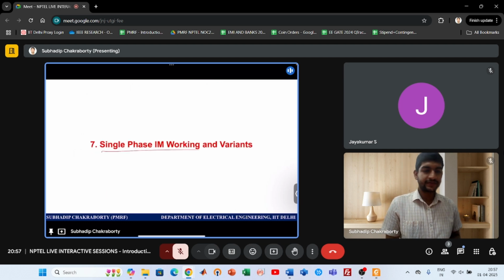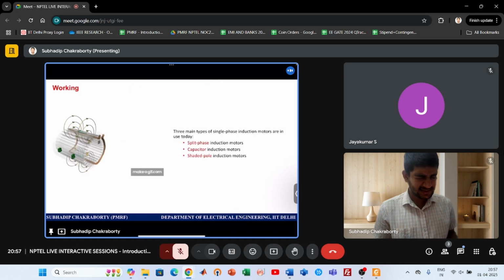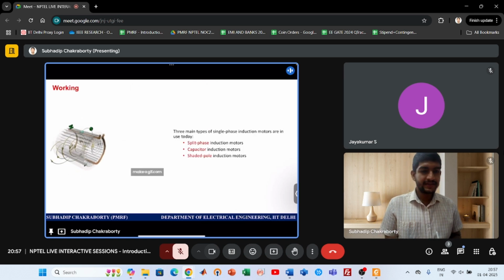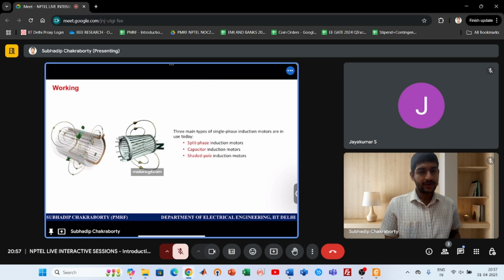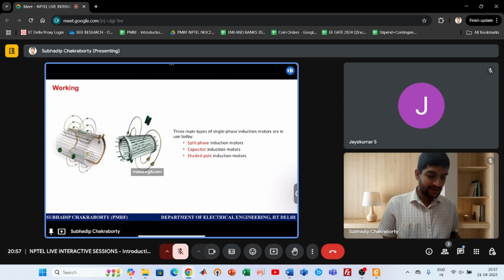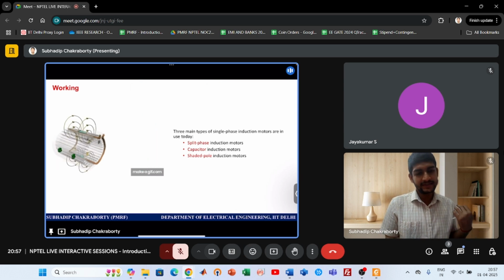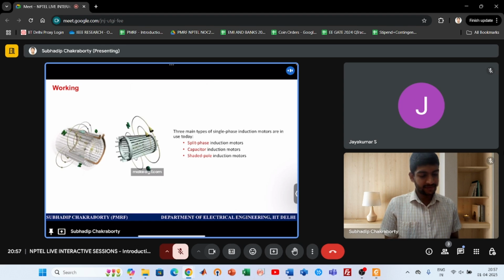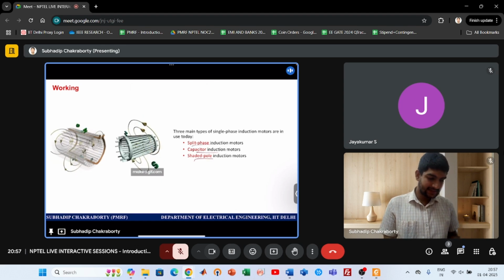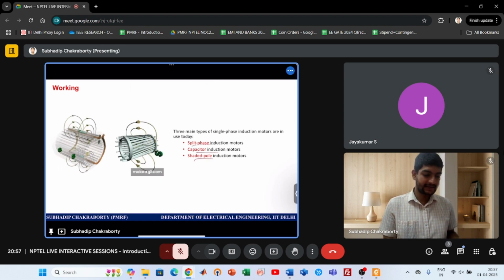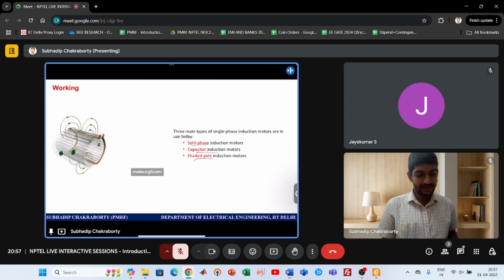And then a small amount of single phase induction machine also will touch. You know that in single phase you have a pulsating field. So you can break a pulsating field into forward and reverse fields, right? And there are 3 types. You must have gone to the lecture. There's split phase, capacitor start, capacitor run, or shaded pole machine.